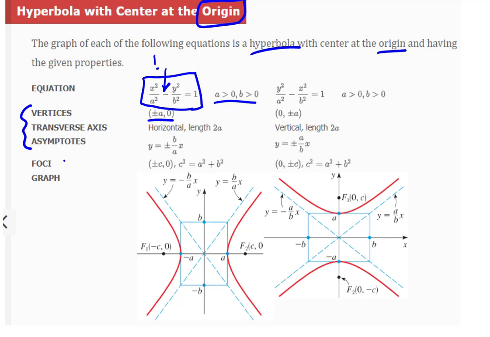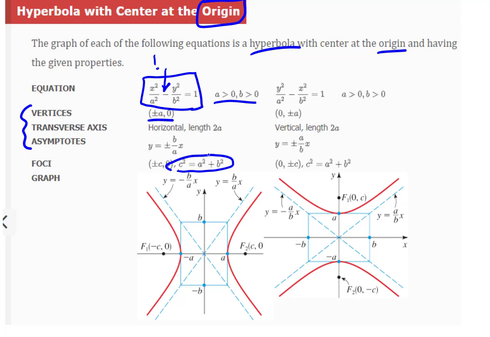Also, we have foci, just like we did with an ellipse and a parabola actually, but foci are plus or minus c comma 0. This time, the equation that relates a, b, and c is different. It's c squared equals a squared plus b squared. You'll notice that's different. The ellipse had a minus in its equation of the same type.